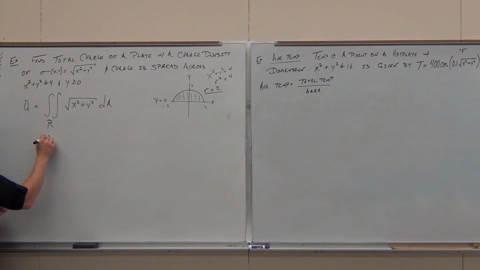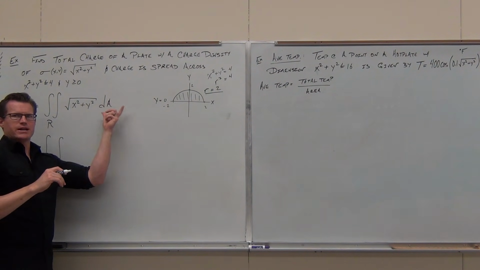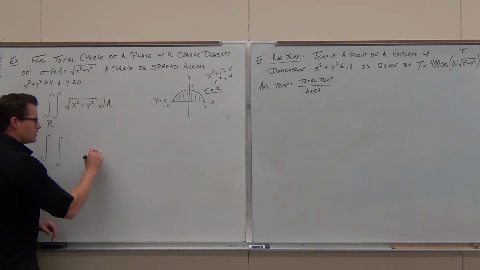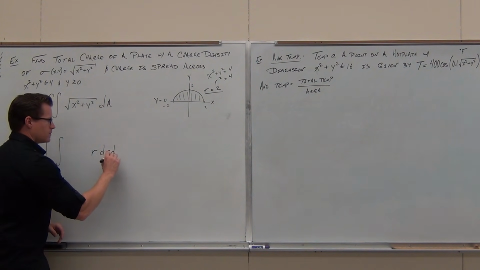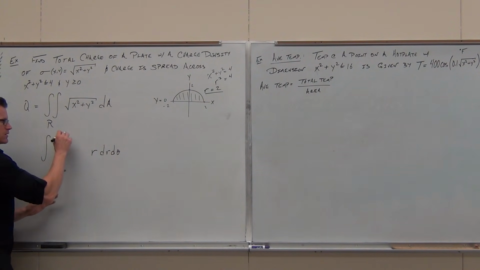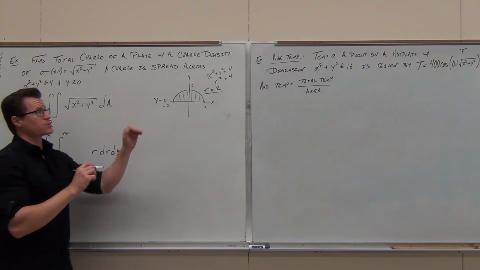So with my total charge here, I'm still going to have a region. We're going to start defining this region right now. But I don't want dA. Everyone in class right now, you tell me what that's going to change to for polar. Beautiful. Which means I'm going to have r equals here, and theta equals here. Please help me out with this region.